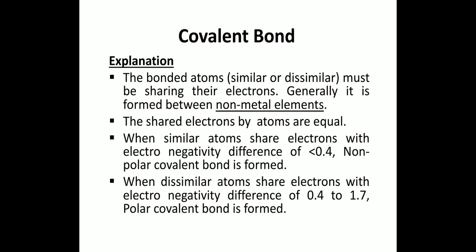Next, when similar atoms share electrons with an electronegativity difference of less than or equal to 0.4, they make a nonpolar covalent bond. When atoms share electrons with an electronegativity difference of 0.4 to 1.7, they make a polar covalent bond.